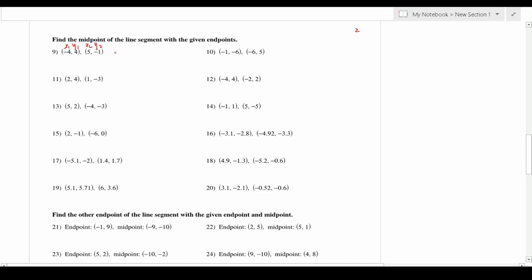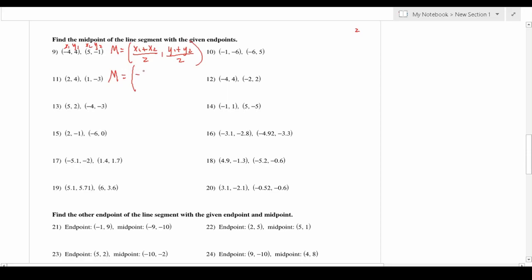And again, let's go ahead and write down the midpoint formula. That's M equals x1 plus x2 over 2, y1 plus y2 over 2. Let's go ahead and plug things in accordingly and then solve.